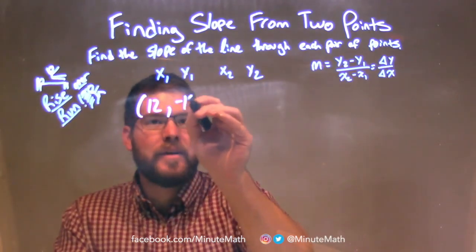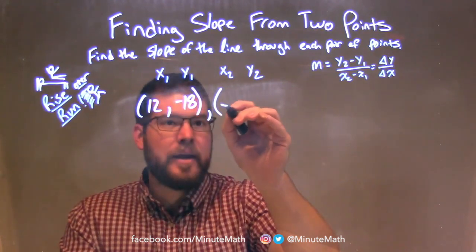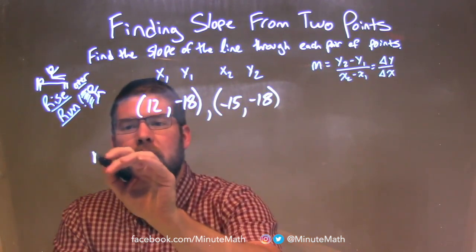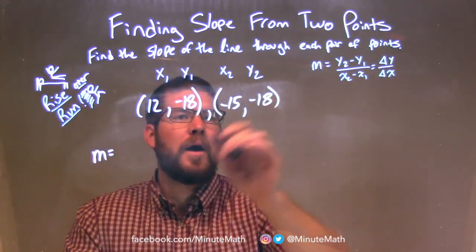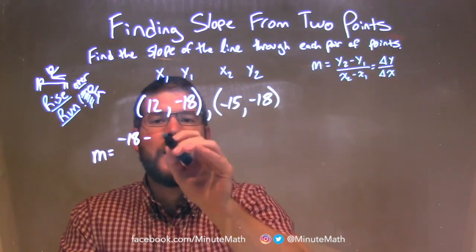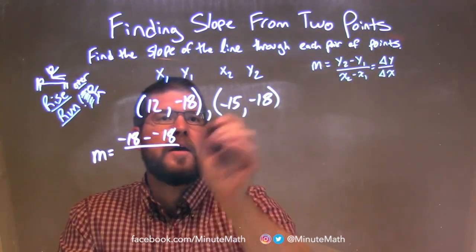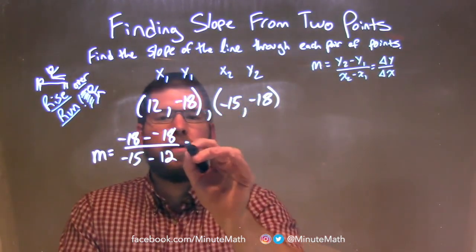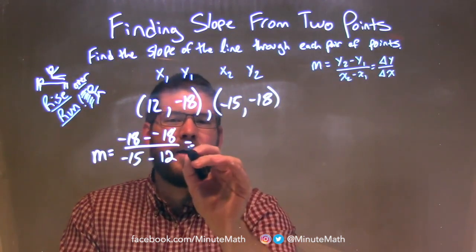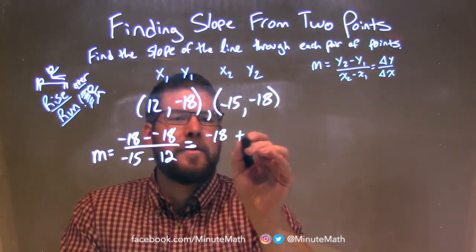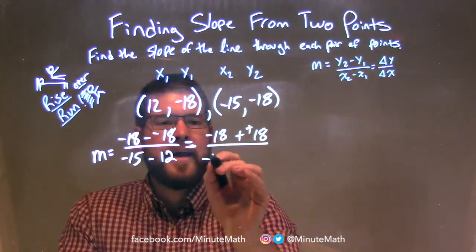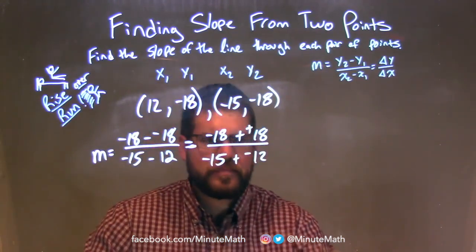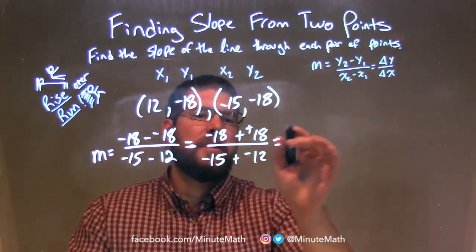12, negative 18. And my second one to be negative 15 and negative 18. So I'm going to apply my slope formula, y2 minus y1 over x2 minus x1, y2 being negative 18, minus y1 negative 18. x2 negative 15 minus my x1, which is 12. Okay, so let's simplify this. I'm going to make my subtracting negatives adding a positive, so we have negative 18 plus a positive 18 over negative 15 plus a negative 12. Negative 18 plus positive 18 is 0.